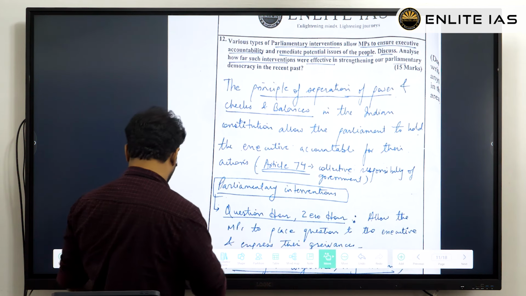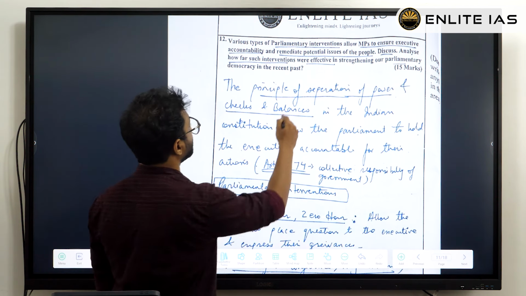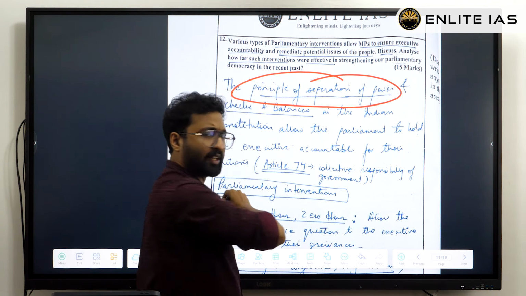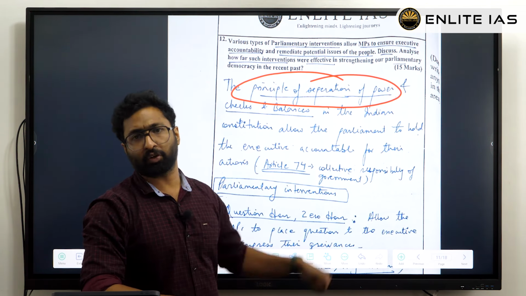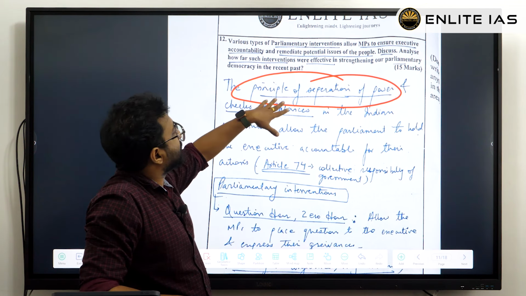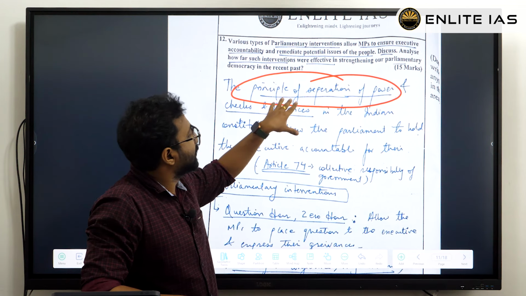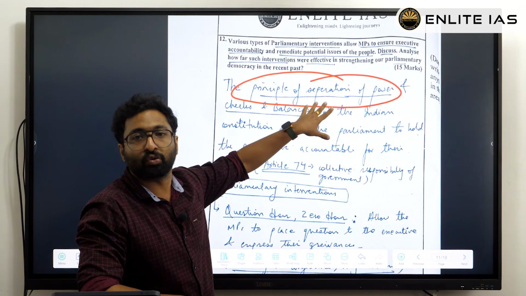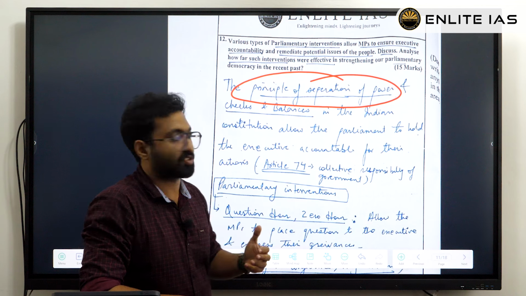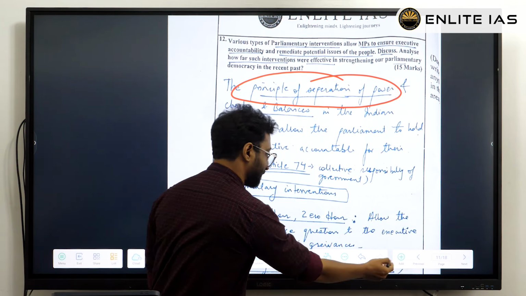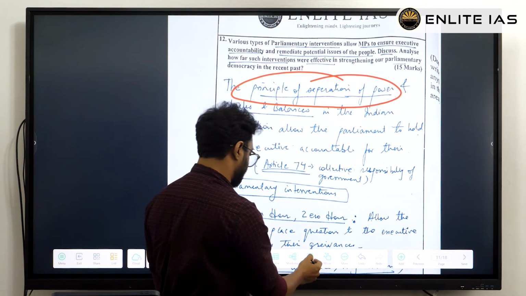But here also, I'm very interested to show this one. The principle of separation of power. See, is this very uncommon for you? Everyone knows about the principle of separation of power, the Montesquieu theory. And he just took the chance to write that in the introduction. That's more interesting. Now let me come to the parliament intervention.